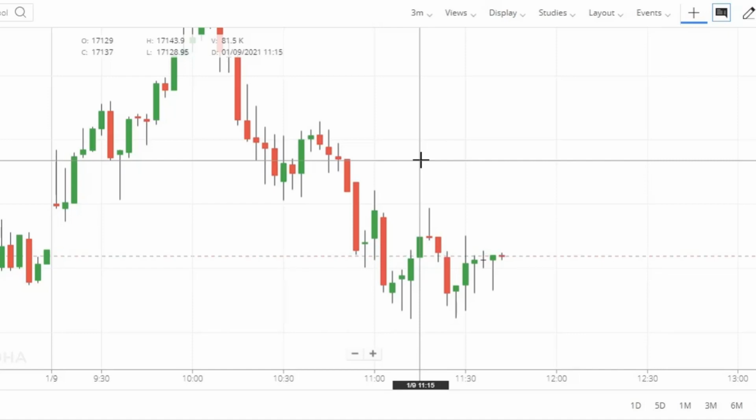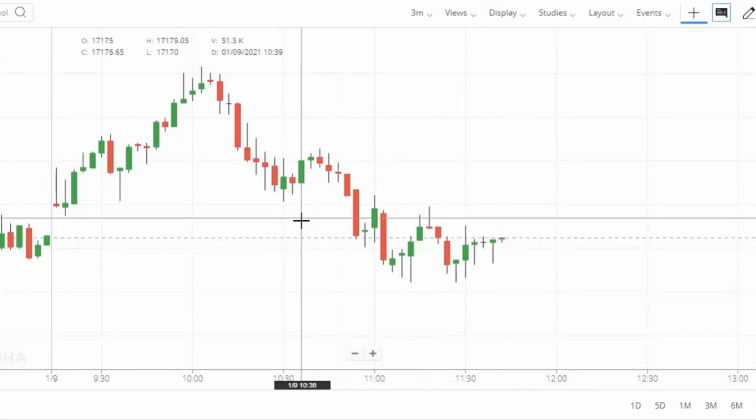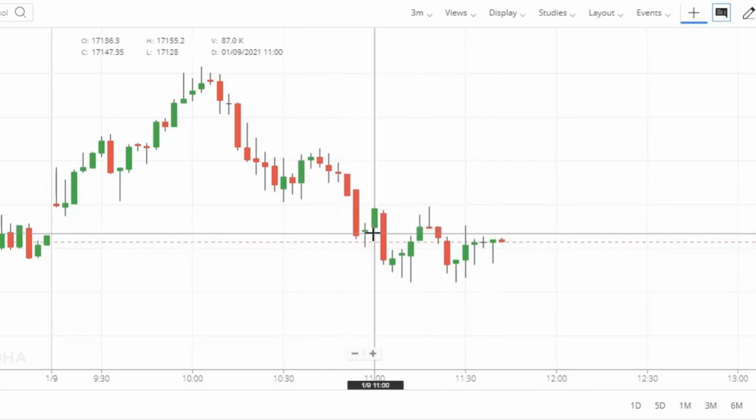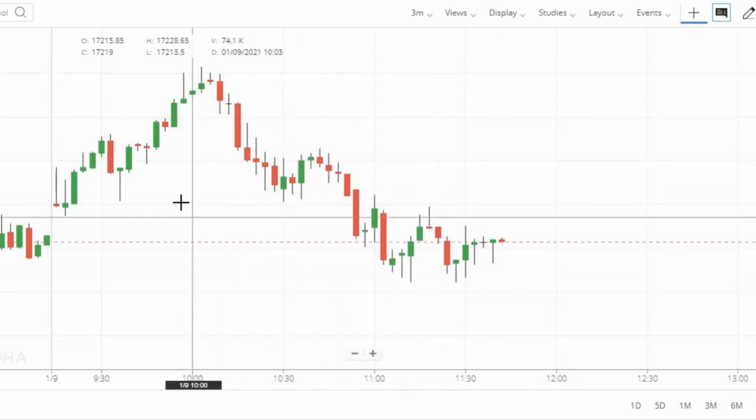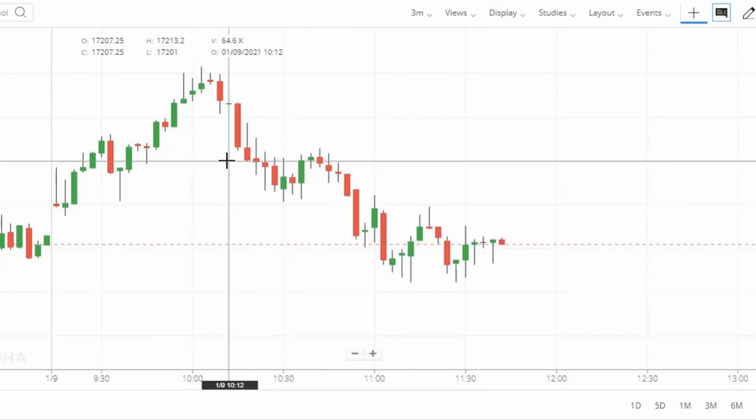Now, what is a lagging indicator? Well, a lagging indicator is an indicator which follows the price. A leading indicator goes ahead of the price, but a lagging indicator follows the price. What do I mean by following the price? It means that after the price action has shown its fluctuation, the lagging indicator will display it.